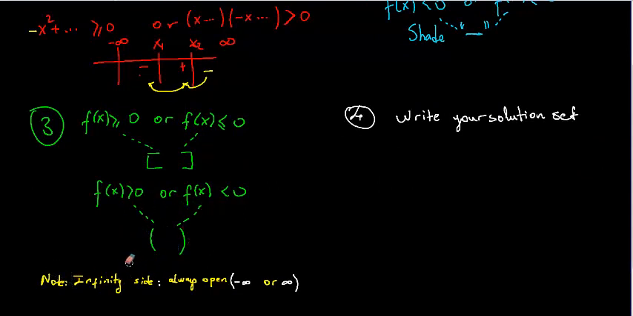But we should be careful about one thing here. The infinity side is always open. When you see infinity, minus infinity or positive infinity, it is open, even if the question has a greater or equal to, less or equal to sign. It doesn't matter for us. And with respect to this table and these two, you are going to write your solution set at the end with respect to all this information.